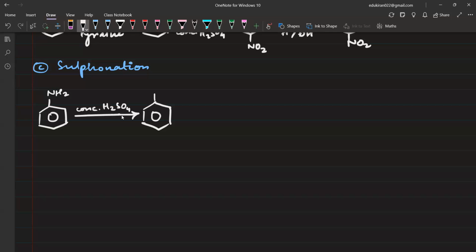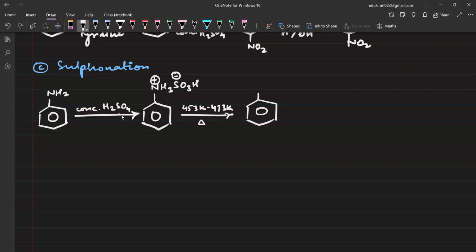When we use concentrated H2SO4, we first of all get a salt, that is H from H2SO4 attaches to the nitrogen atom, making it NH3 positive. And what is remaining from here is SO3H with a negative charge. And after a lot of heating from 453 Kelvin to 473 Kelvin, we get a para substituted product, that is NH2 and SO3H, both of these are in the para positions. इसको बोलते हैं sulfanilic acid.